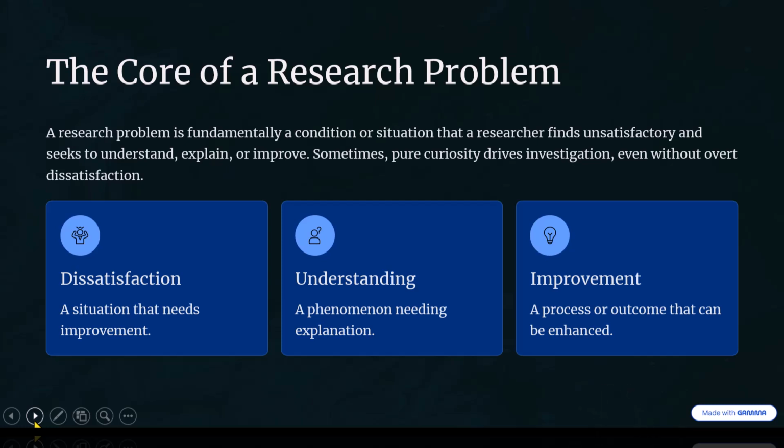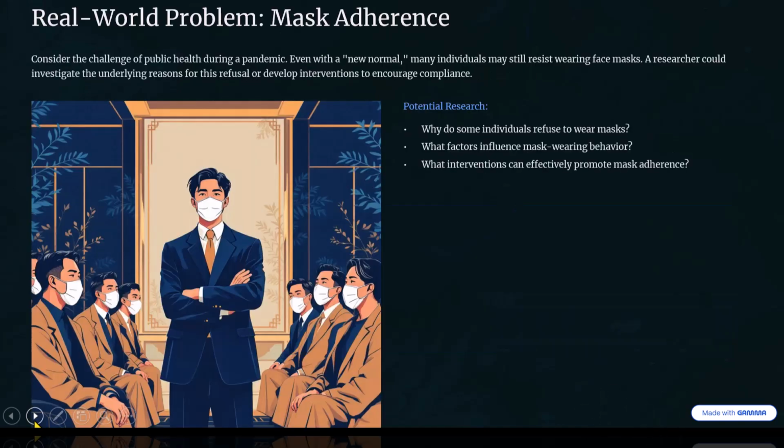So a core research problem will have a particular condition. It could be a learning outcome, it could be reading, it could be teaching, it could be learning, it could be economics of a state, it could be GDP, it could be digestive problem, indigestion among pregnant women. There's a problem, and you may wish to understand it, you may wish to explain it, you may also wish to solve it. So the point is that pure curiosity drives investigation even without overt dissatisfaction.